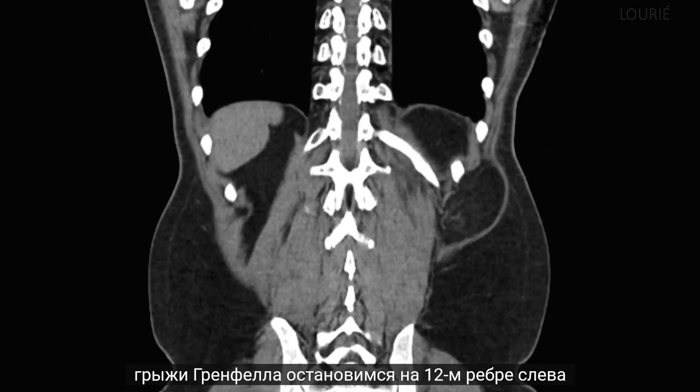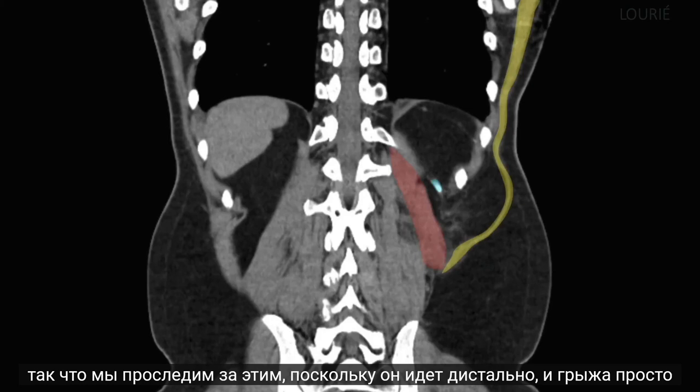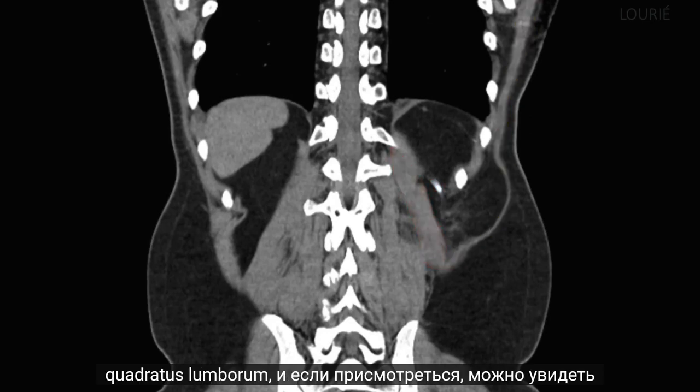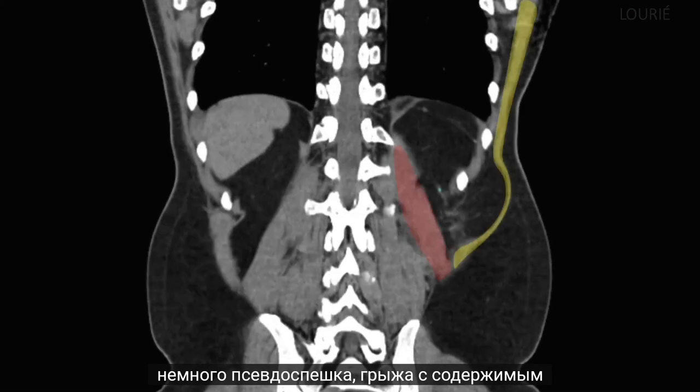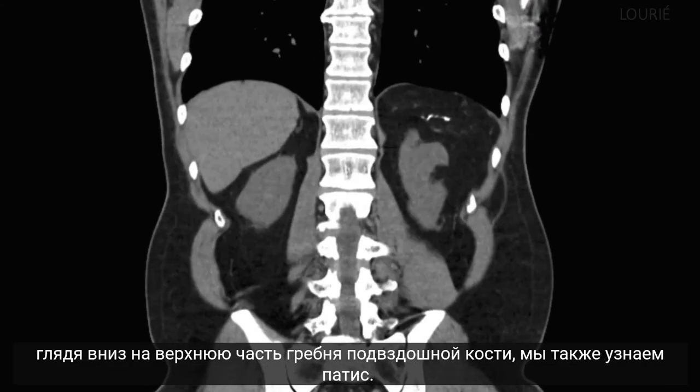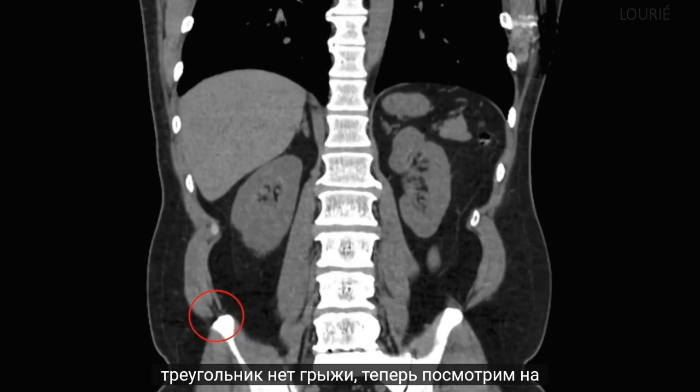of the Grynfeltt hernia. Let's focus on the 12th rib on the left. So we'll follow that out as it goes distally, and there's the herniation just inferior to the tip of the rib. We see the latissimus balloon sign, the quadratus lumborum, and if you look closely, you can see a little bit of pseudosac herniating out with the contents. Looking down at the top of the iliac crest, we also now recognize Petit's triangle.